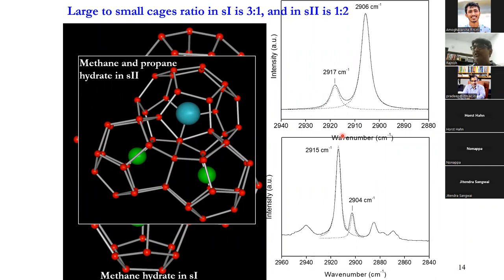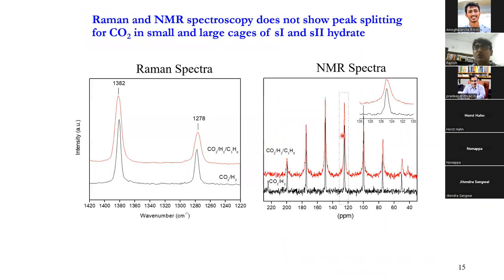Once you combine these two pieces of information, you know exactly how much methane was present in the large cage and how much in the small cage, or for that matter how much propane was present in a small cage, or whether propane occupied all the large cages or not. Propane cannot go into the small cages of a structure two. So that's something which is known.